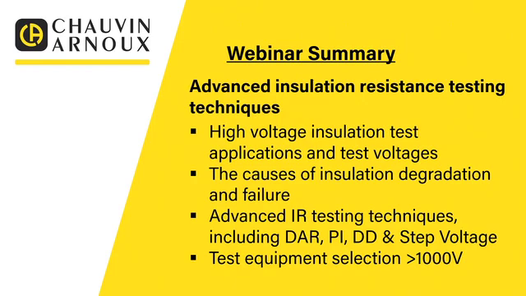We then had a look at the causes of insulation degradation and failure, so things like mechanical stresses and electrical stresses. We then went on to look in more detail at the actual insulation resistance testing techniques, and we covered things like DAR, PI, DD and step voltage testing. And then we finished up with a bit of a look at what equipment we've got available from Chauvin Arnoux that's rated for greater than 1,000 volts.